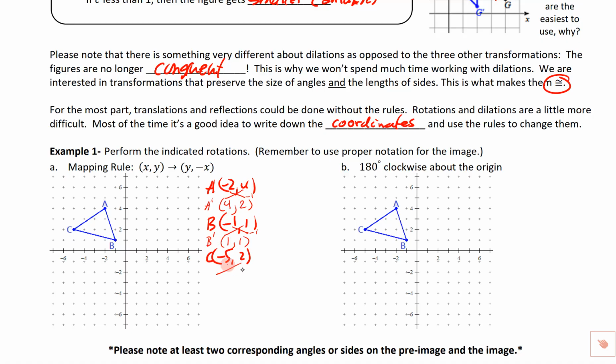And then C, again, we're going to switch these. That one's got a negative on it, so this is going to be a 2, and then that's going to be a 5, and that's going to be C prime. So again, the ones that we're going to graph are the new ones.